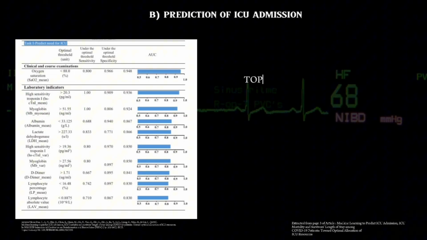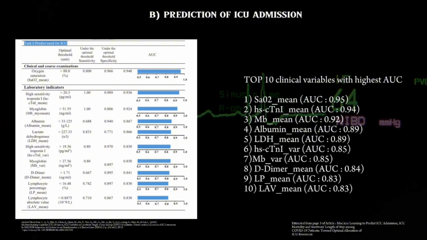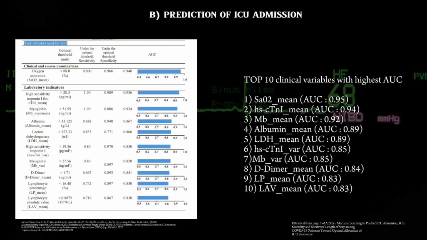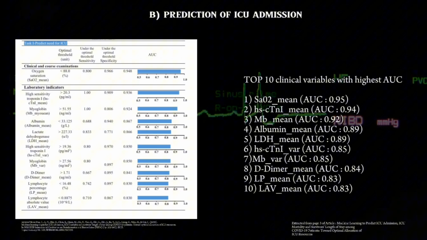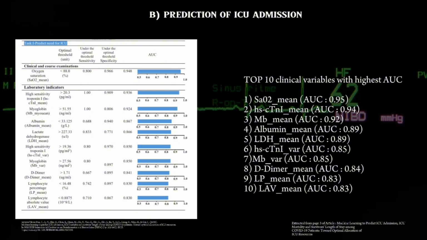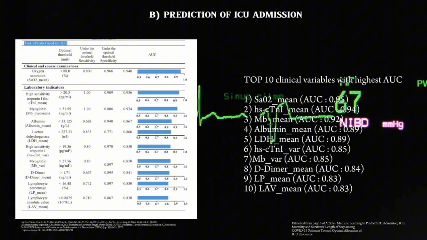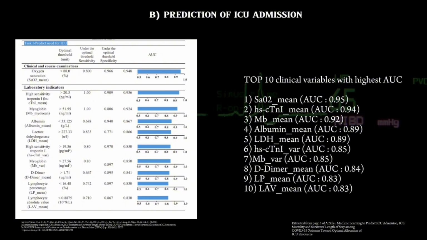Based on the table, 10 clinical variables achieved the highest AUC predicting a patient's need for ICU admission. They were the mean of oxygen saturation, AUC of 0.95, mean of high sensitivity troponin I, AUC 0.94, mean of myoglobin, AUC of 0.92, mean of albumin, AUC of 0.87, mean of lactate dehydrogenase, AUC of 0.87, variance of high sensitivity troponin I, AUC of 0.85, variance of myoglobin, AUC 0.85, mean of D-dimer, AUC of 0.84, mean of lymphocyte percentage, AUC of 0.83, and the mean of lymphocyte absolute value, AUC of 0.83.